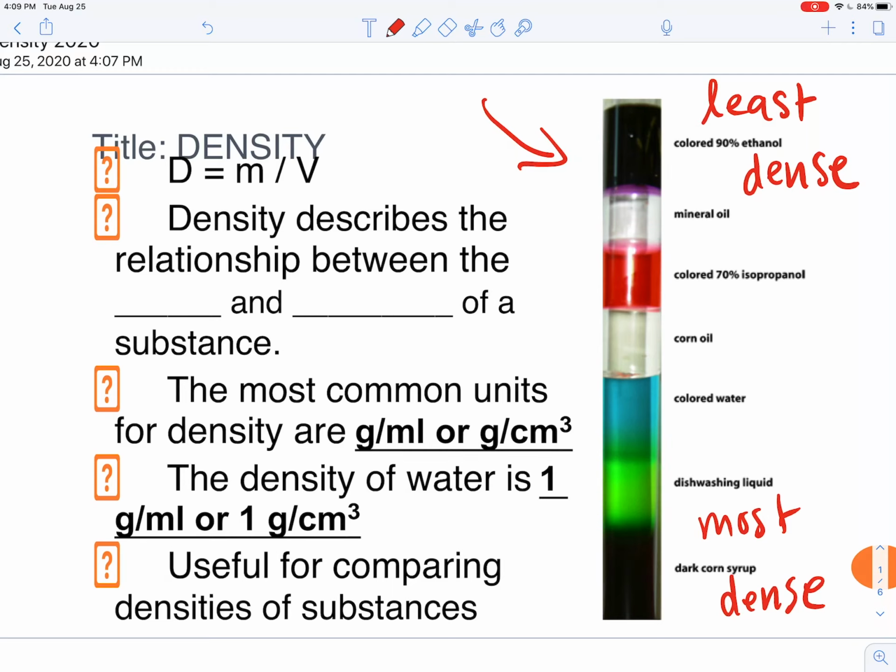Density describes the relationship between the mass and volume of a substance. So density is going to compare mass and volume. The most common units are going to be grams per milliliter or grams per centimeter cubed. The density of water is simply 1 gram per milliliter or 1 gram per centimeter cubed. It is useful to know this because we can compare the density of water to other things. So one thing we can ask ourselves is, will it sink or float in water?